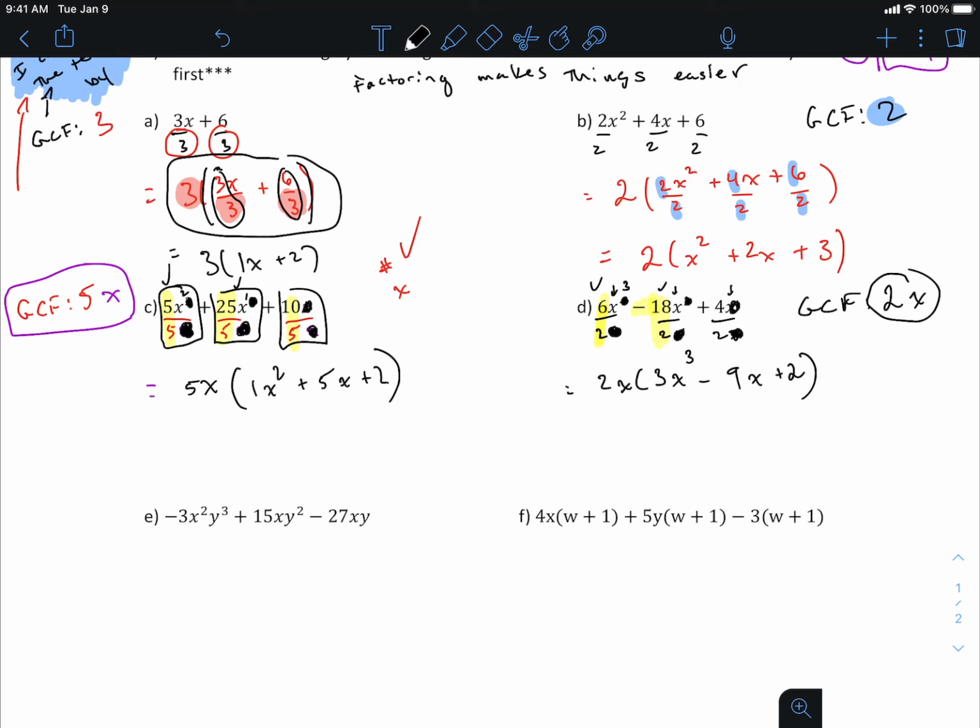Okay, let's look at the last one, or E and then F. Same principle. We're always doing the same thing with these. We're trying to figure out the GCF. I would start with the numbers: what can I divide all three of these pieces by in terms of a number? That's your question. You're looking at it, and I can divide them all by, looks like, negative 3.